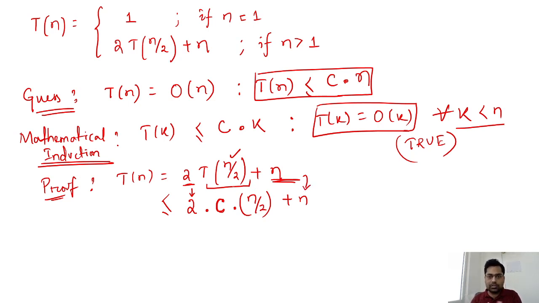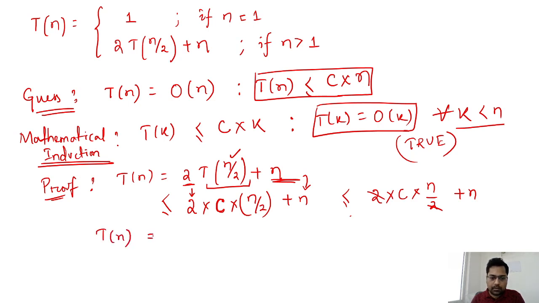You write only the function you are actually expanding. Then what you have to do now, 2 into c, instead of dot you can also say into, I can replace it. It's just a multiplication, don't be confused. That multiplication is then n by 2 plus n. So here the 2 and 2 got cancelled. Now I'm writing T of n less than or equal to c into n plus n. Now you just go for simplifying it.